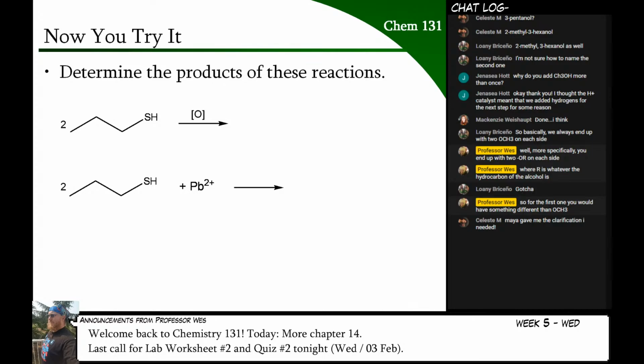Oops, I muted myself. All right, let's go over the answers here. So for the first one, for my thiol, I'm going to draw the thiol. I'm going to mirror it. That's how I like to do these reactions.